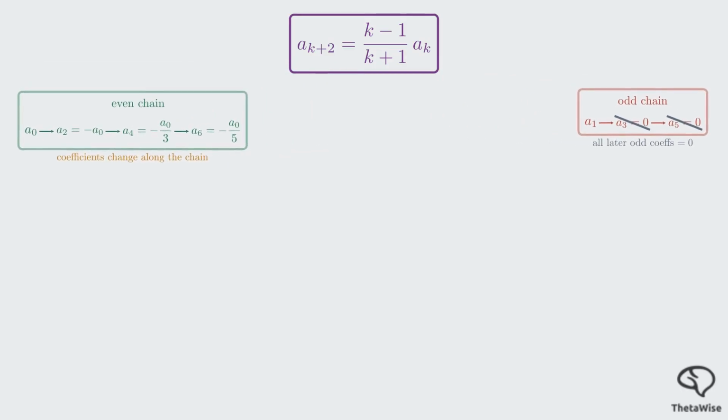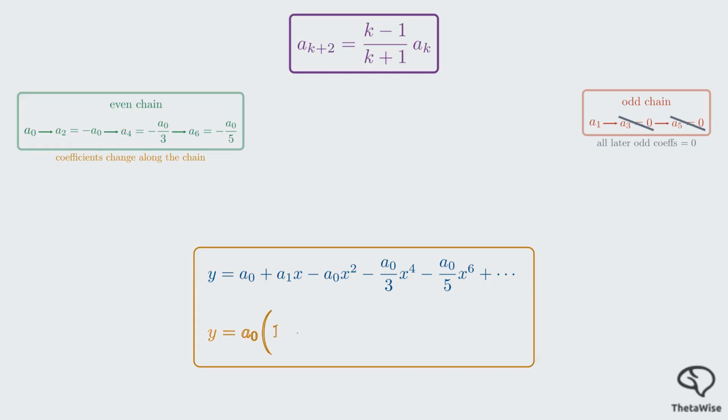Therefore, the solution begins y equals a sub 0 plus a sub 1 x minus a sub 0 x squared minus a sub 0 divided by 3 times x to the 4th minus a sub 0 divided by 5 times x to the 6th, and so on. Equivalently, y equals a sub 0 times (1 minus x squared minus x to the 4th over 3 minus x to the 6th over 5, and so on) plus a sub 1 x. The notes display the early terms as 1 minus x squared minus x to the 4th over 3, which is correct through that displayed order.